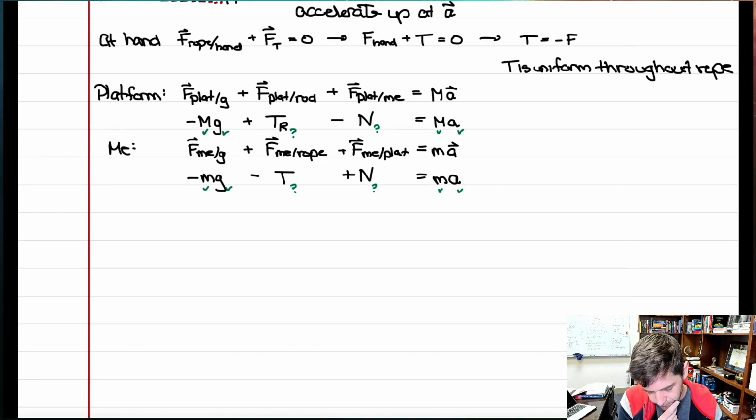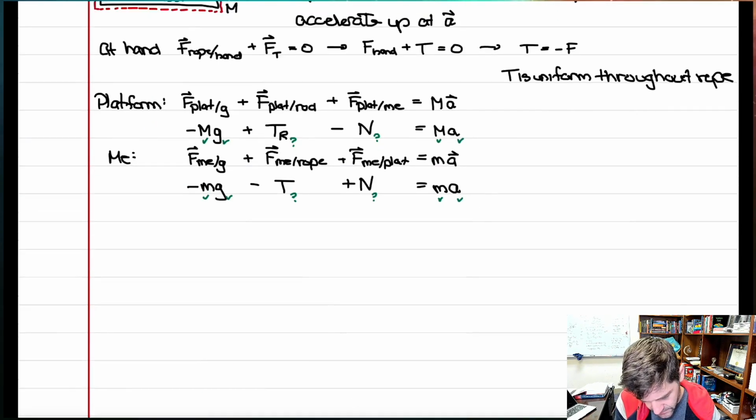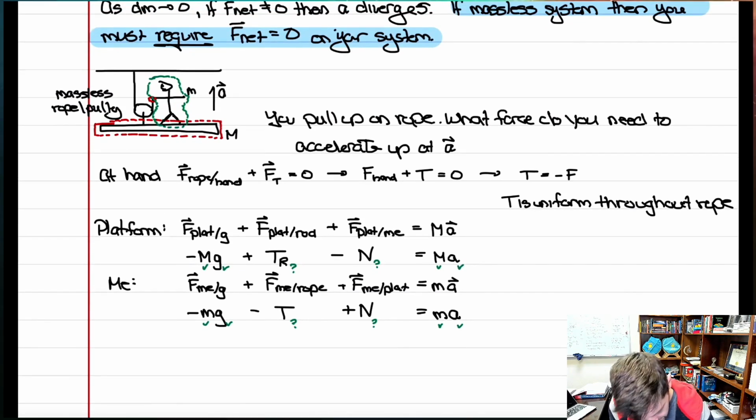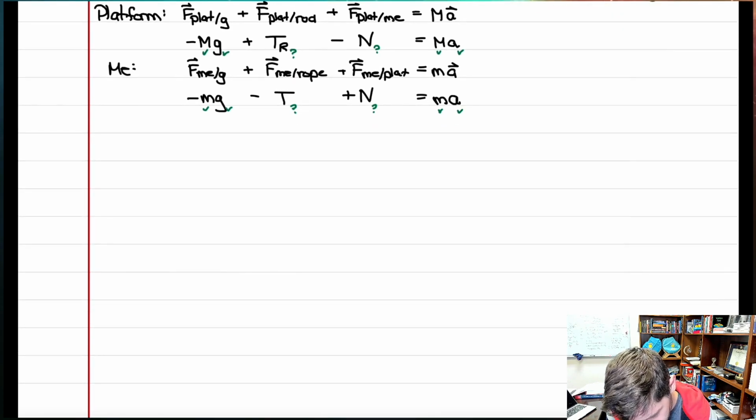So we're not quite done yet. We need at least one more equation that can hopefully disentangle this. So I might use, maybe I'll use the pulley as my third system. And it's getting a little busy up here, so maybe let me redraw it down here.